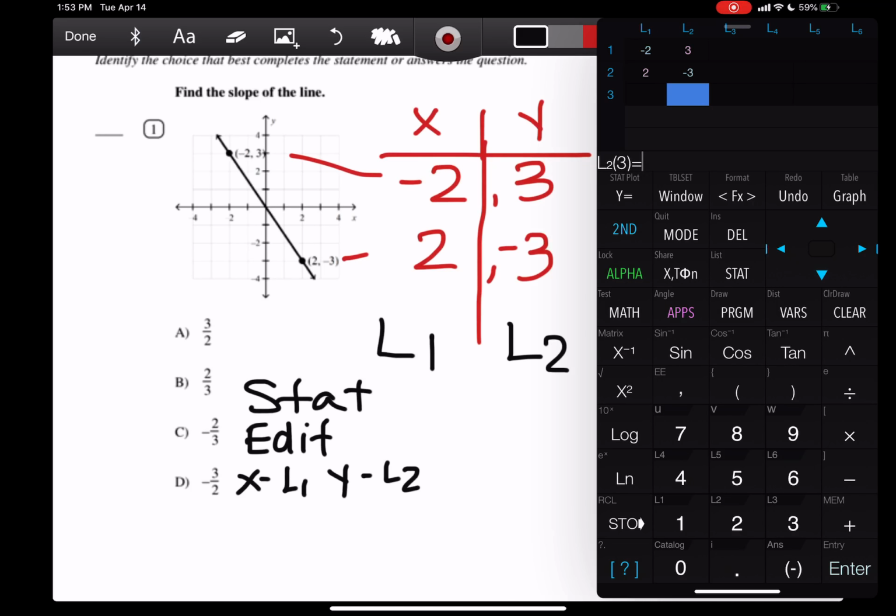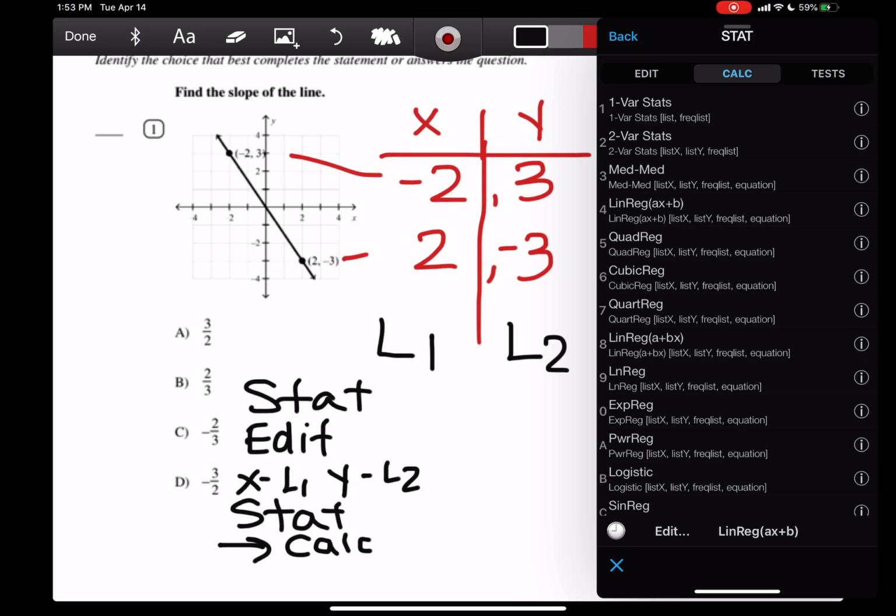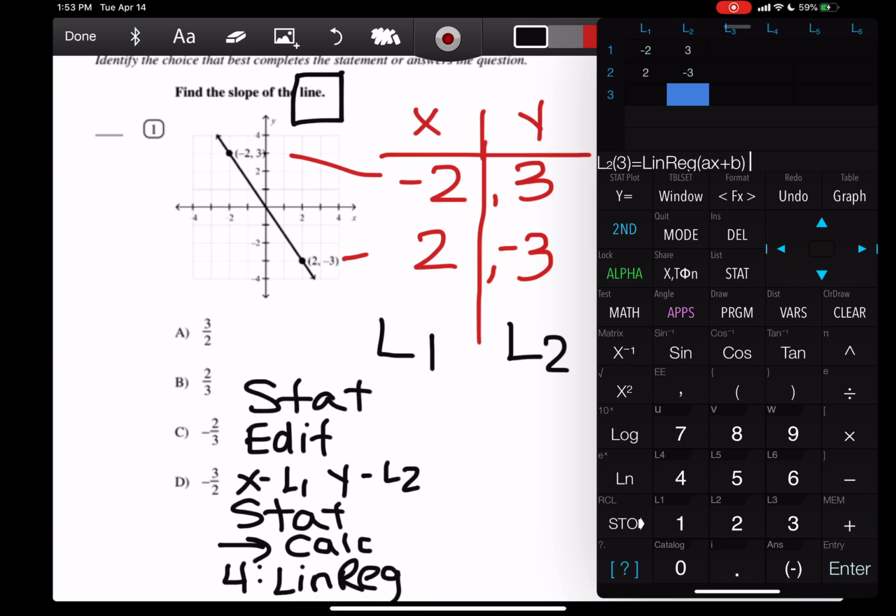Now from there, you want to hit stat again. Let's add on to our steps over here. Stat again, and you want to arrow over to calc. We would arrow on the calculator in school. Here, we're just going to press calc. We're working with linear functions. Remember, we're trying to find the slope of a line. If our graph is a line, that means we're working with a linear function. So our option is going to be number 4 for line reg. You want to hit number 4, and then enter.